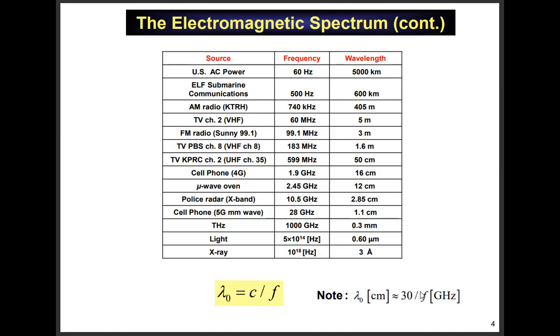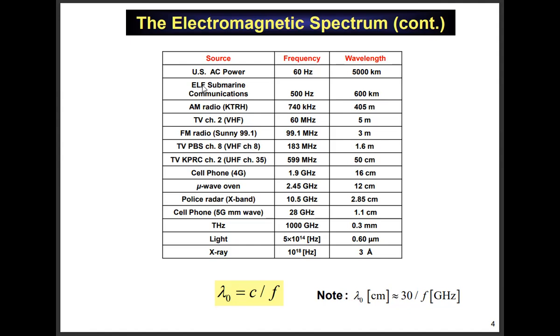Of course, 30 is approximate. That corresponds to saying the speed of light is exactly 3 times 10 to the 8th, which it isn't, right? This number should really be 29.979, et cetera. But anyway, here's a typical radio station, somewhere close to 100 megahertz, Sunny 99.1, wavelength is about 3 meters, et cetera.